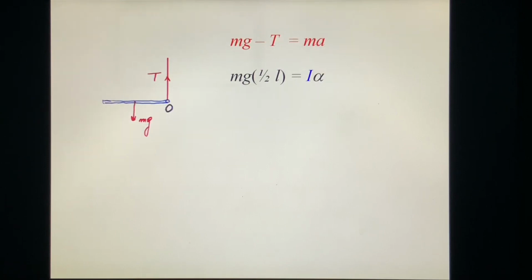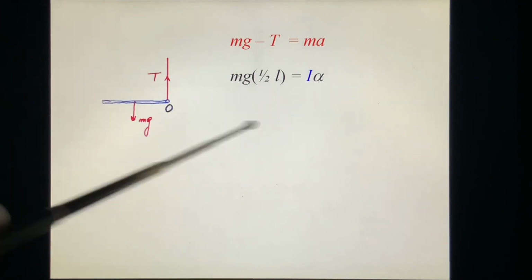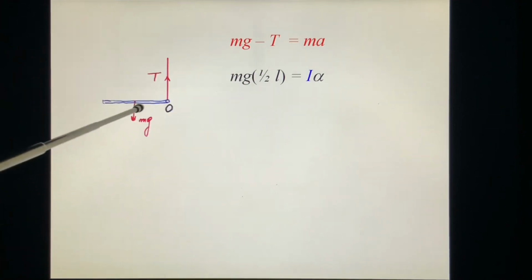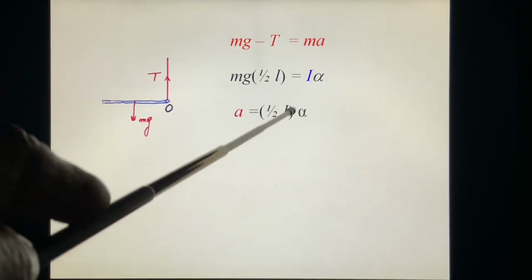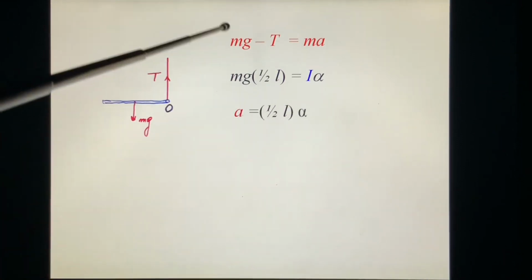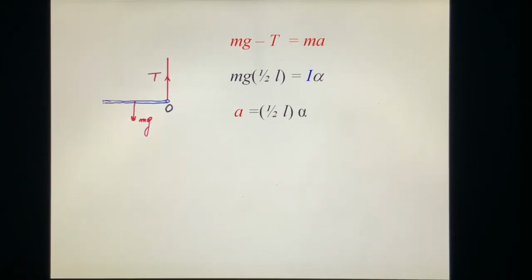We look at this relationship. This point, the center of mass, has acceleration a. From the rotation point of view, a equals R alpha. This R is half L. So we get a equals half L alpha. Now with these three equations, we can find the solution. Very simple, this is junior high school math.